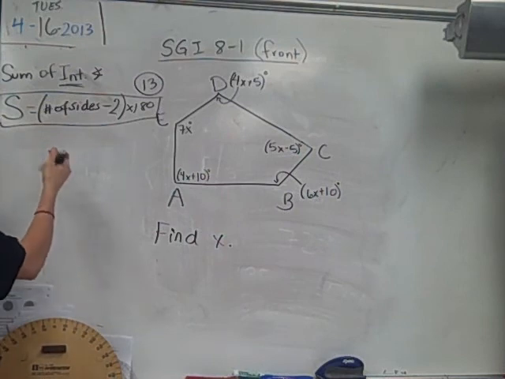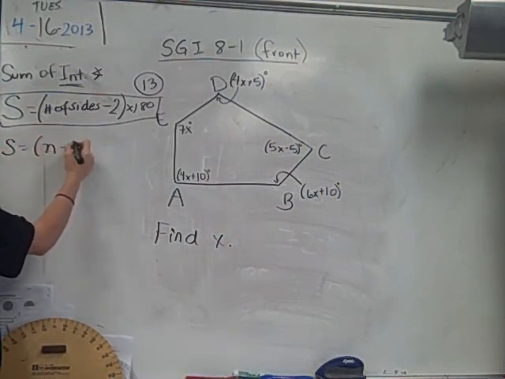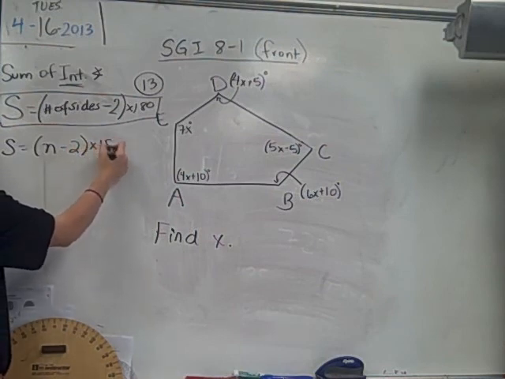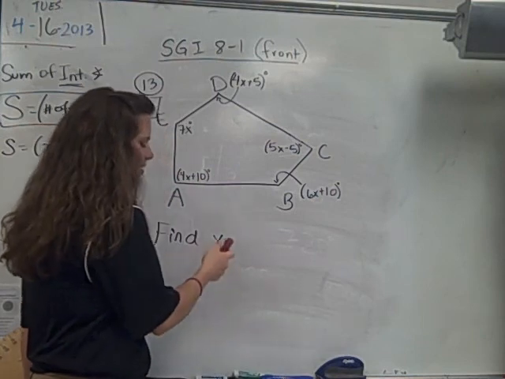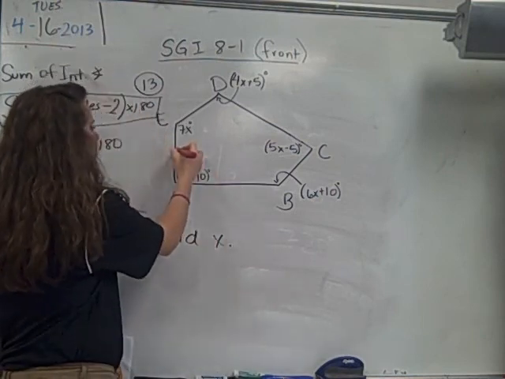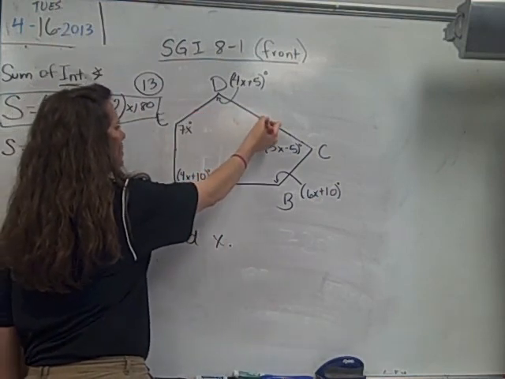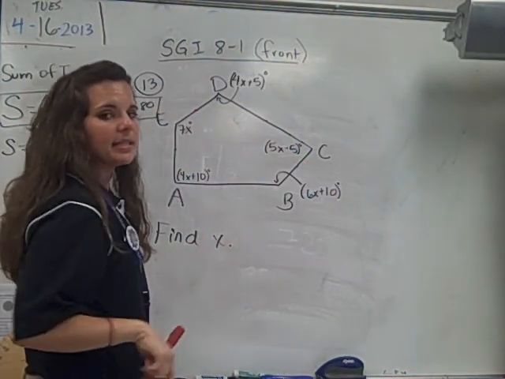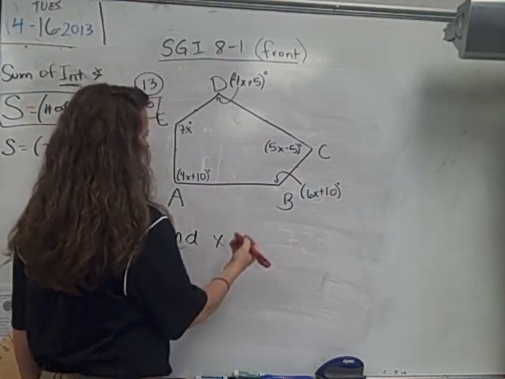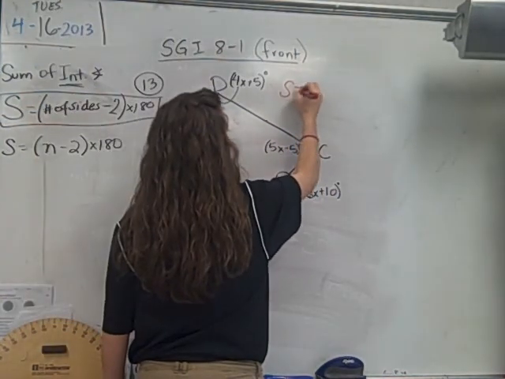In your book, you will see it written like this. It'll have an N there representing the number of sides. So let's do it. How many sides do we have on this polygon? Just count them. Here's 1, here's 2, here's 3, here's 4, 5 sides. This is a pentagon. So let's apply our formula to first of all find the sum.